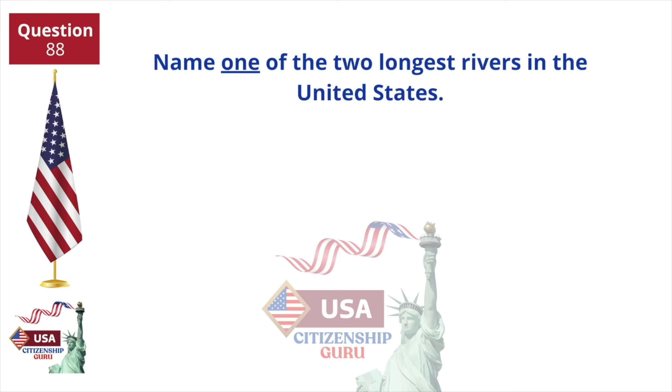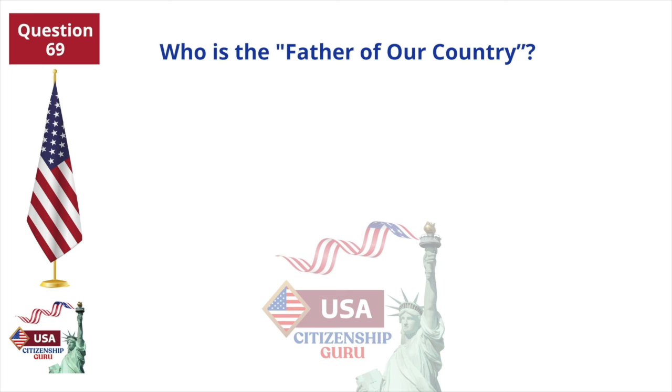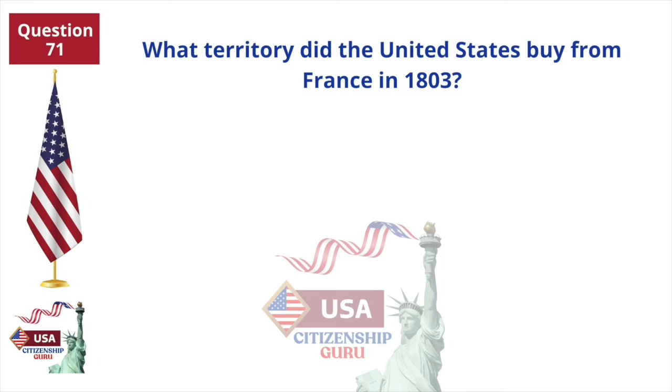Name one of the 2 longest rivers in the United States. Missouri River. Who is the father of our country? George Washington. What territory did the United States buy from France in 1803? The Louisiana Territory.